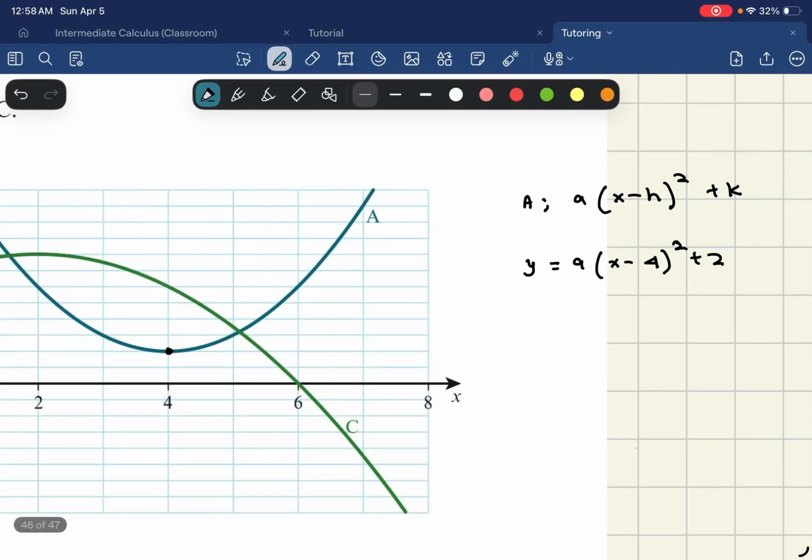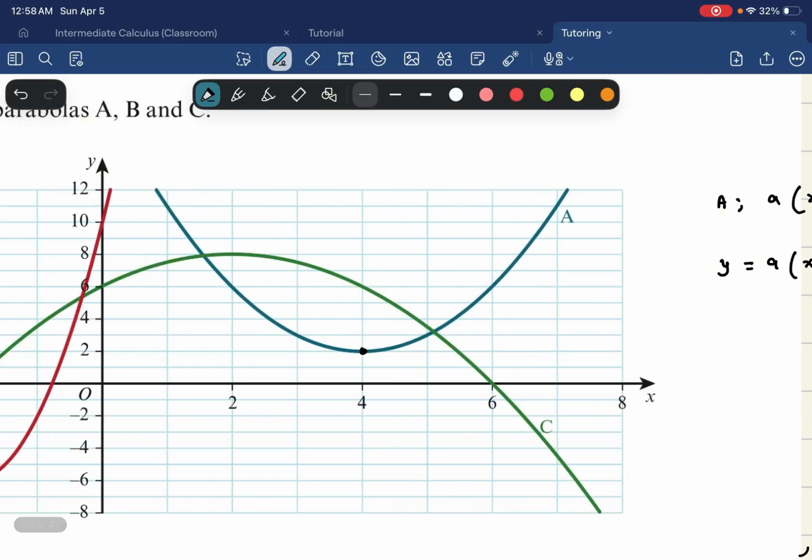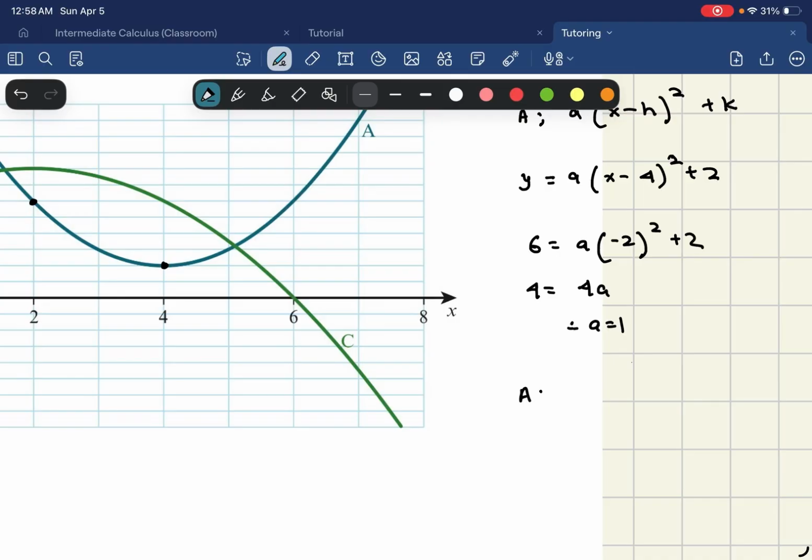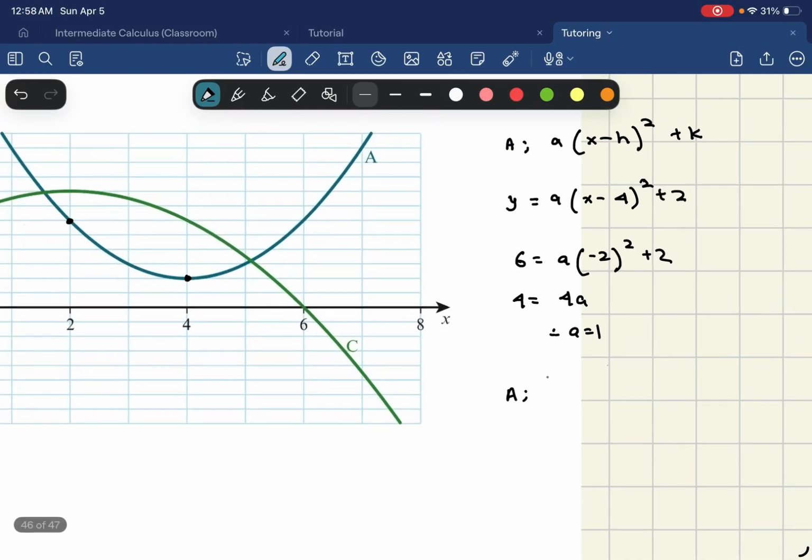Now take any other point that we are sure of. 2, comma 6. We are sure of this point, right? When x is 2, y is 6. So we just want to substitute that. So a times (2 minus 4), negative 2 squared, plus 2. If I subtract 2 on both sides, I get 4 is equal to 4a. So therefore, a is equal to 1. Now that I've solved for a, I can write the equation as 1 times (x minus 4) squared plus 2, which is just (x minus 4) squared plus 2. So that is the equation for my graph of A.